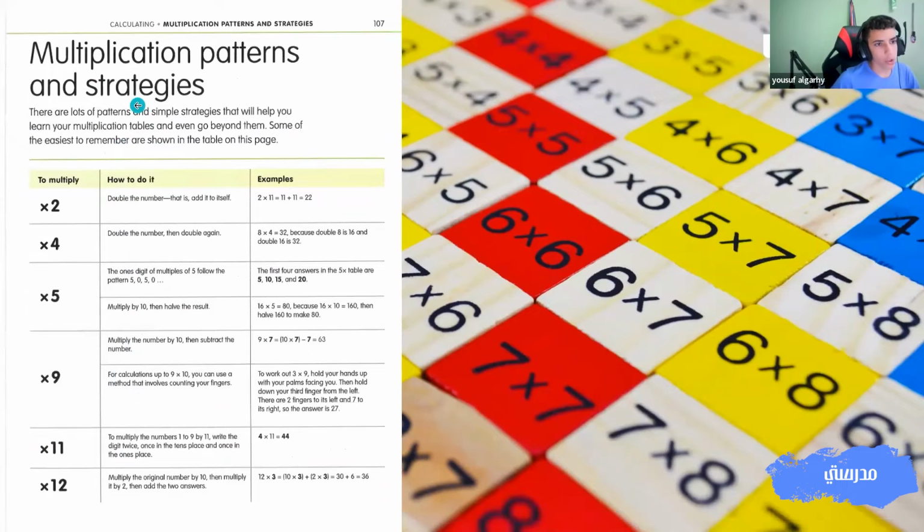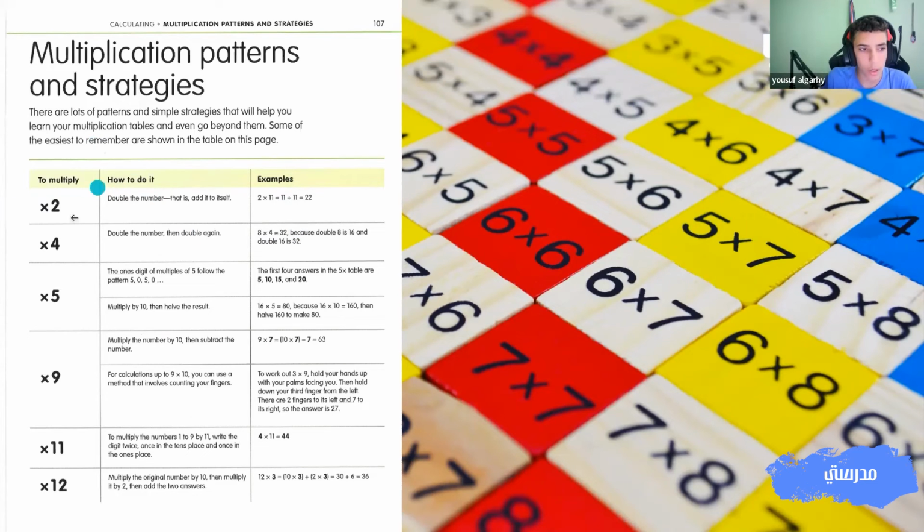Okay, so here we have multiplication patterns and strategies. These are just ways to figure out how to multiply, okay? To multiply anything by 2, just double the number. So here we have the example 2 times 11. To multiply that by 2, you can just add 11 plus 11, okay? And then you get 22.